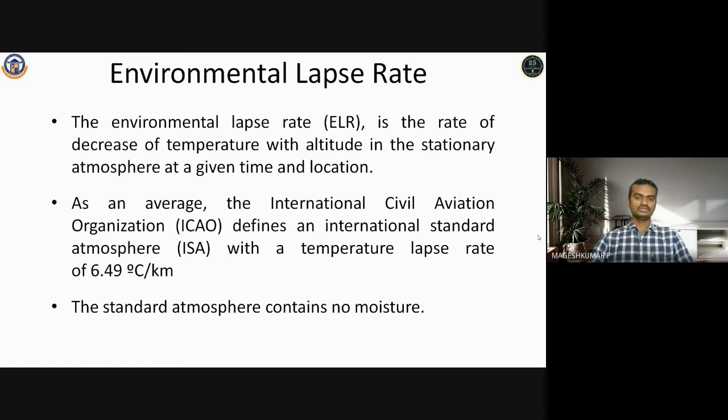When the atmosphere is considered stationary without any disturbances, the lapse rate is called the environmental lapse rate. On average, the ICAO, the International Civil Aviation Organization, defines an international standard atmosphere with a temperature lapse rate of about 6.49 degrees Celsius per kilometer. So the temperature decreases at the rate of about 6.5 degrees Celsius for every kilometer of altitude.